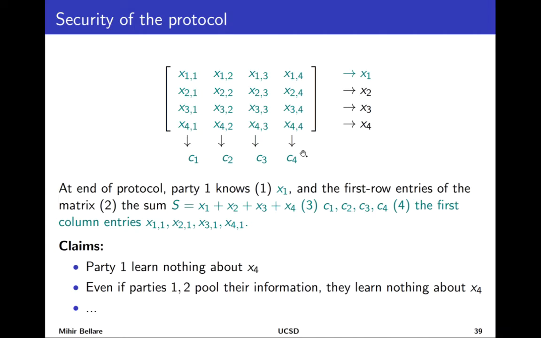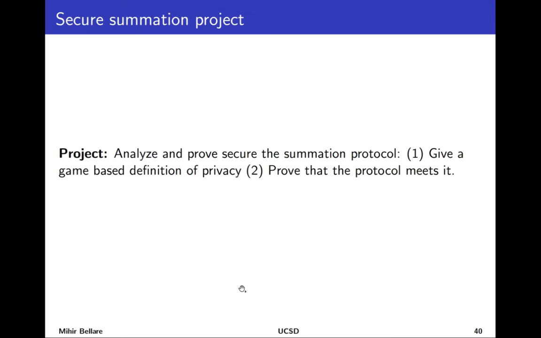to figure that out. Furthermore, you could imagine that 2 people in this protocol come together and try to pool their information to figure out a third person's information. And even that will fail up to some extent. So if parties 1 and 2 get together, they will still not learn what x4 is. If parties 1, 2, and 3 get together, they will learn what x4 is, however, naturally. So it's fun to play with this. If you want a project, you can try to do something like that.